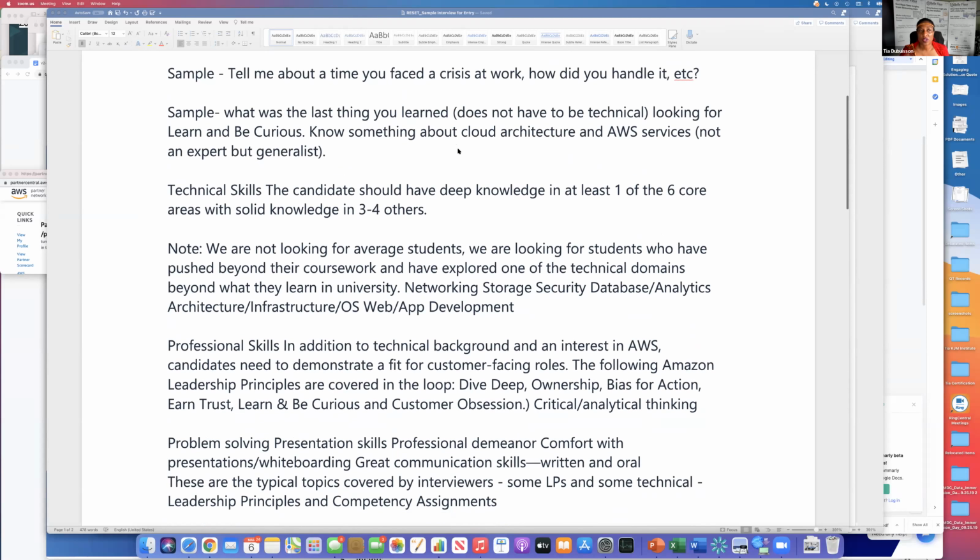Have a sample story, a time that you faced a crisis at work. It could be at school. It could definitely be during a hackathon where maybe you only had 24 hours to deliver a particular solution. How did you handle it? Really be prepared to tell those types of stories. This again is showcasing who you are as a person. They've already read your resume.